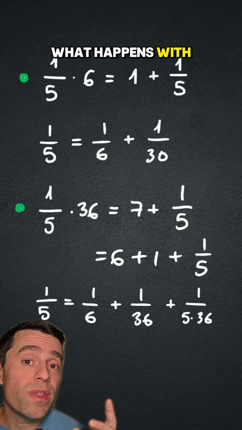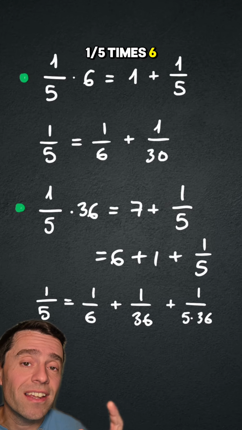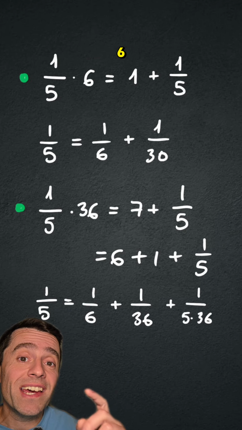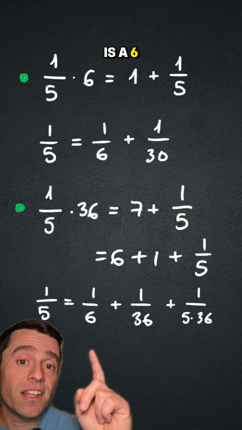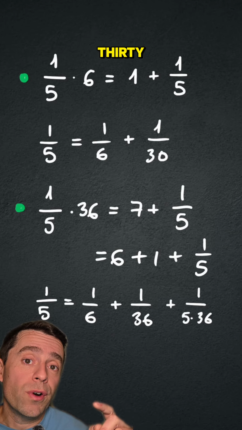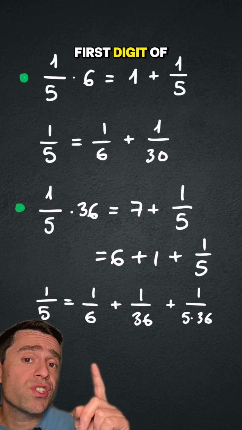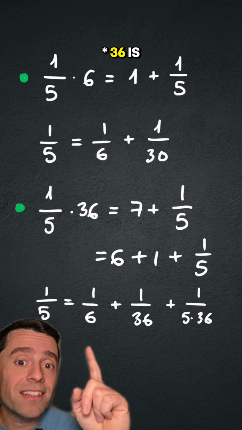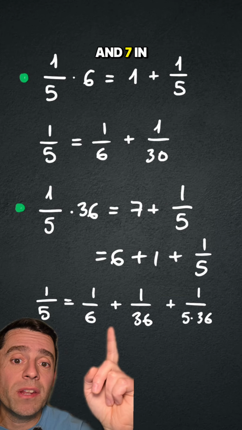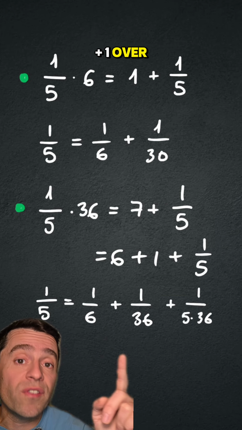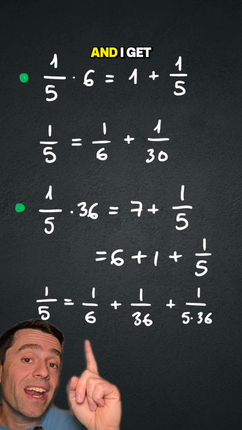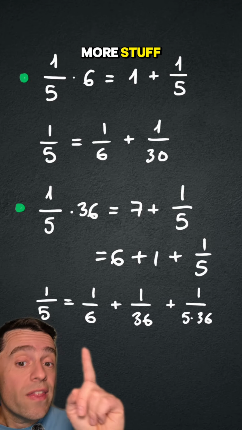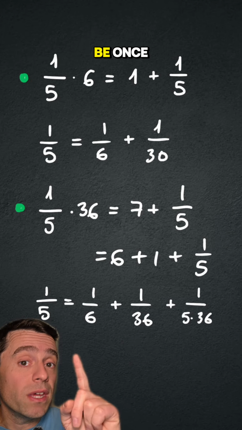Now, let's see what happens with a fifth. A fifth times 6 is 6 divided by 5, which is 1 plus a fifth. If I multiply through by 6, I get a fifth is a sixth plus 1 over 30. That tells me that the very first digit of the expansion will be a 1. Now, 1 over 5 times 36 is 7 plus 1 over 5, and 7 in base 6 is 6 plus 1. Over 5, multiply through by 36, and I get a sixth plus 1 over 36 plus more stuff. That tells me that the first two digits will be ones.